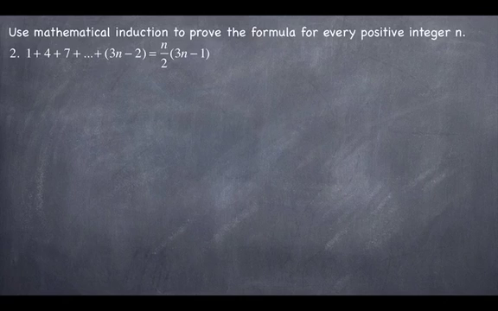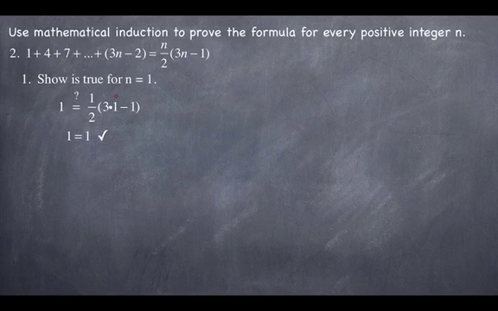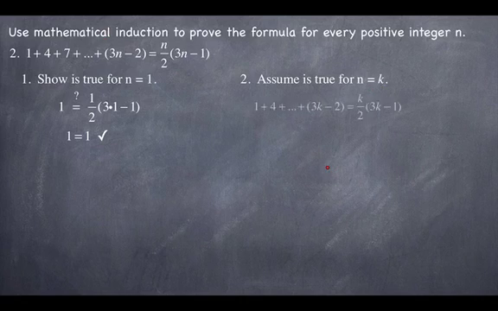Here's number 2, same directions, different formula. Step 1. So we show that it's true for n equals 1. So the first term on the left hand side is, excuse me, let me get the pen, 1. And then we're going to plug in n equals 1 here. And we get the following. Is this true? Yes. Once you simplify it, the right hand side is equal to 1. Step 2. Assume that it's true for n equals k. So wherever we see an n, we're going to substitute a k. And this is the expression that I get.